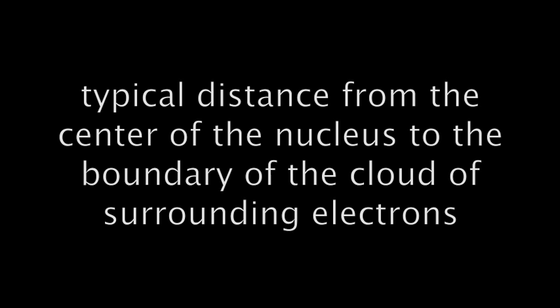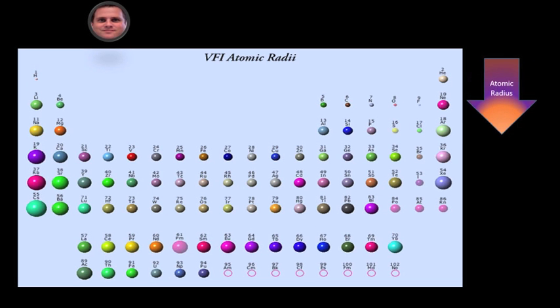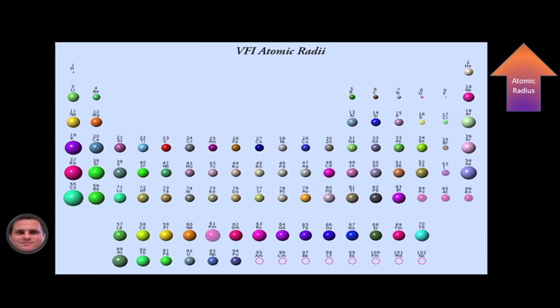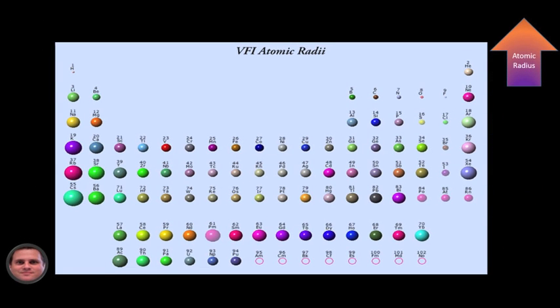So next we're going to talk about atomic radius, which is an important concept that you need to understand before you understand some of the other trends. Atomic radius is defined as the typical distance from the center of the nucleus to the boundary of the surrounding cloud of electrons. So as you can see here in this animation, the trend for atomic radius is that it increases as you go down a group and decreases as you go across the period.